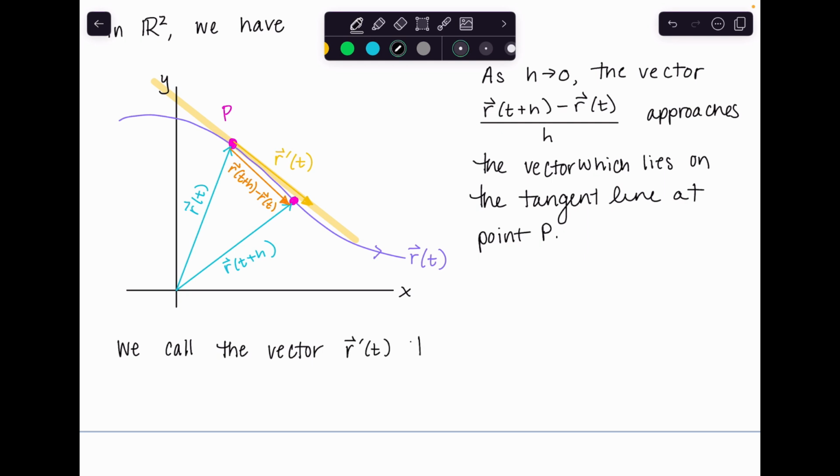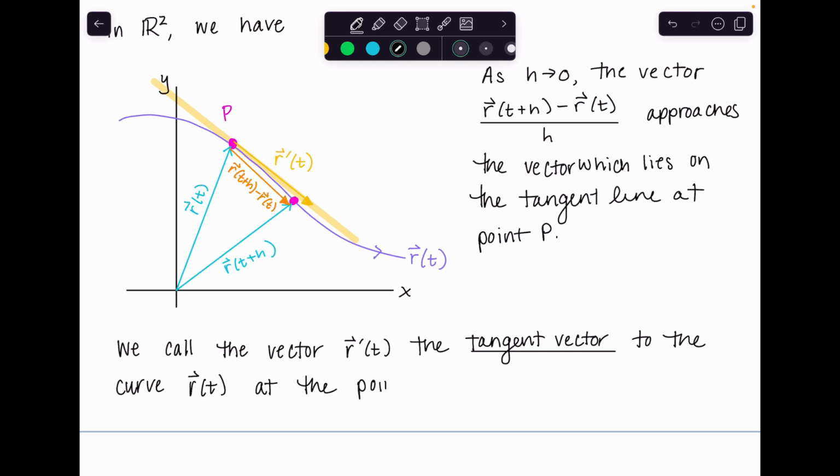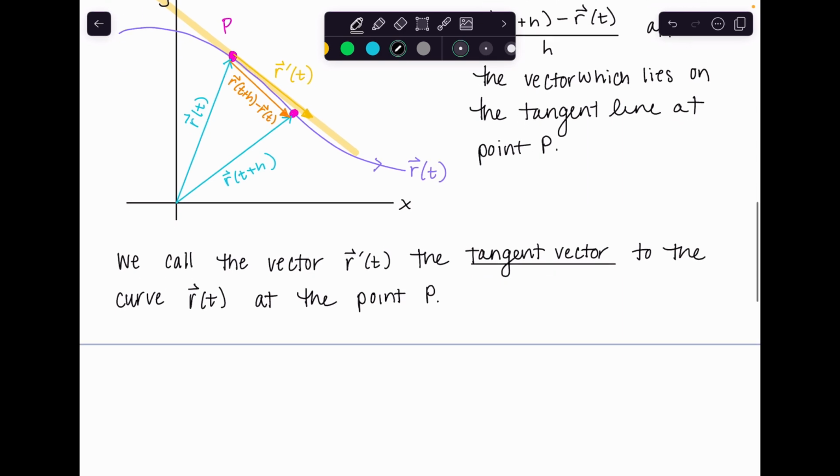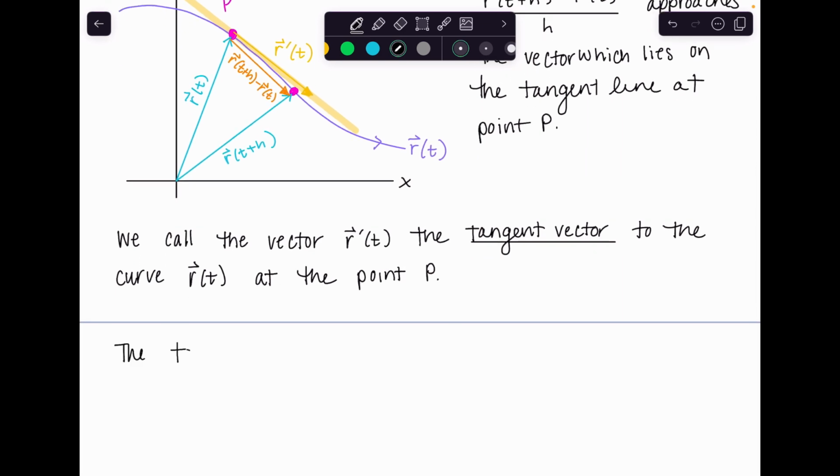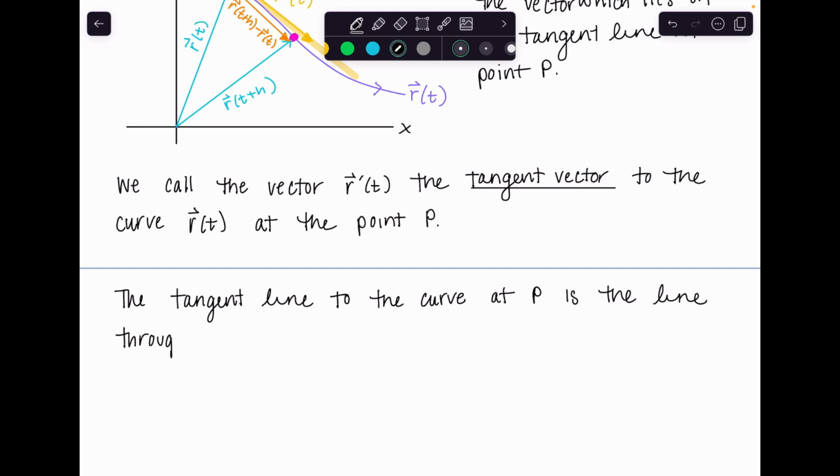the tangent vector to the curve r of t at the point P. The tangent line to the curve at P is the line through point P with direction vector r prime of t.